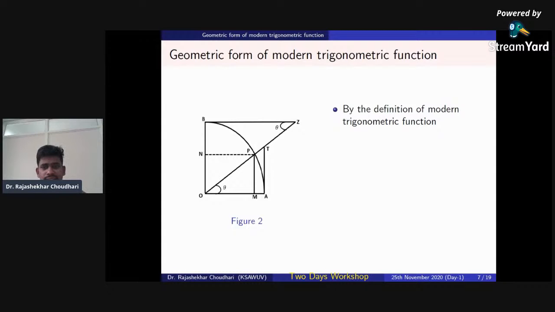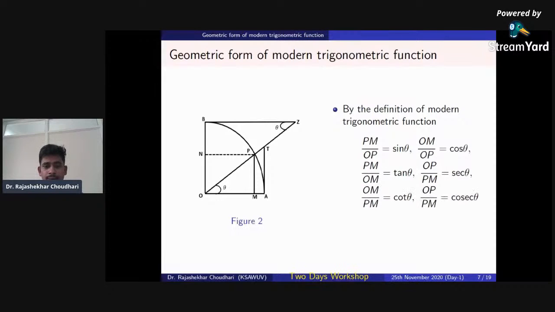From the definition of the trigonometric functions, in the right angle triangle OMP, the sine function is defined as PM by OP equal to sine theta, and OM by OP is equal to cos theta. Similarly, PM by OM is equal to tan theta, OP by OM equal to secant theta, OM by PM equal to cot theta, and OP by PM equal to cosecant theta.